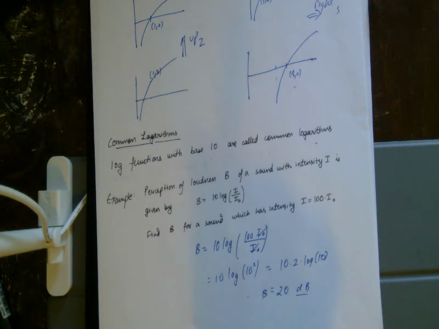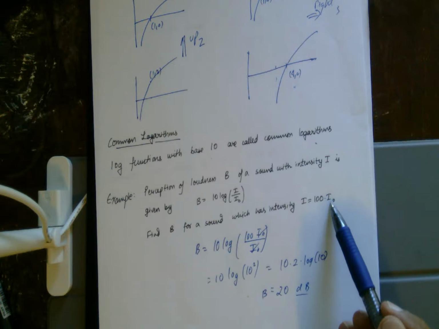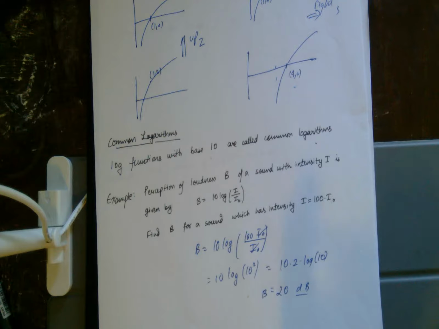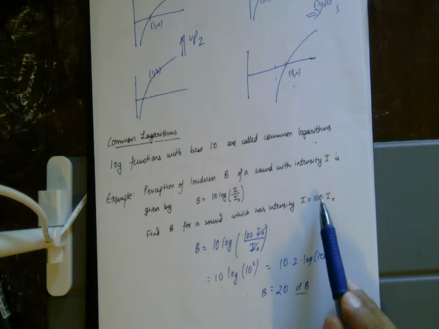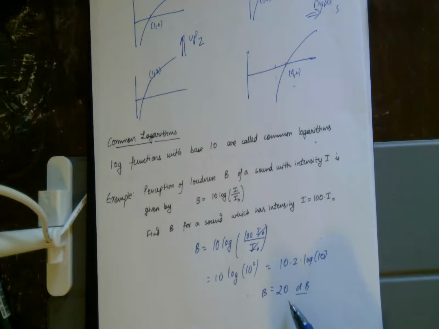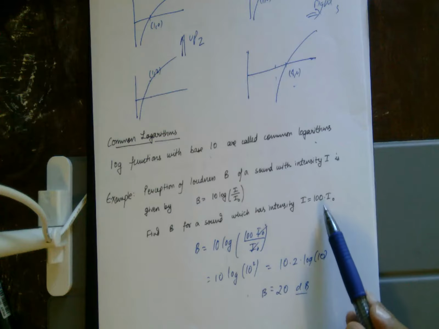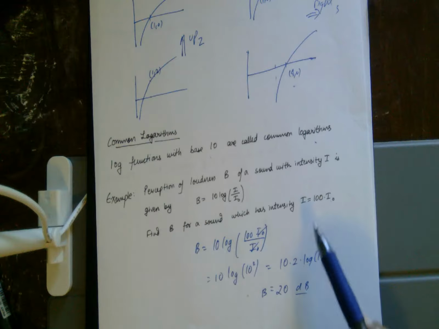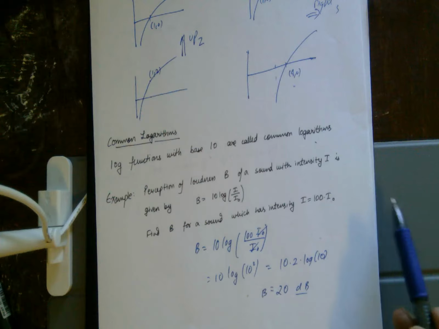Like if you go below I naught, you can't hear anything. So I naught is like the threshold where you are able to hear something. And anything 100 times louder than that is said to have a decibel of 20. Now to double this, to get a decibel of 40, you can't have 200 here. You actually have to have 10,000. So sound doesn't work linearly. It works on a log scale.